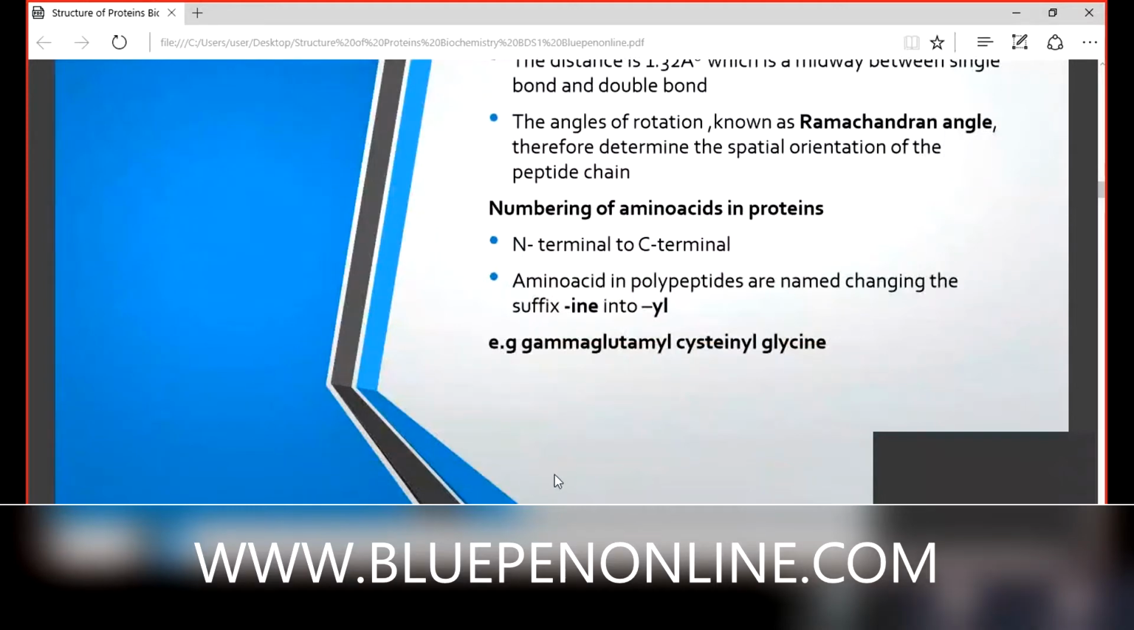Then how can we write the names of peptides? Amino acids in polypeptides are named by changing the suffix -ine to -yl. When we write in the form of peptides, we can write like gamma-glutamyl-cysteinyl-glycine. This is a tripeptide. Which are the amino acids present in this tripeptide? Cysteine is there, glutamine is there, and glycine.